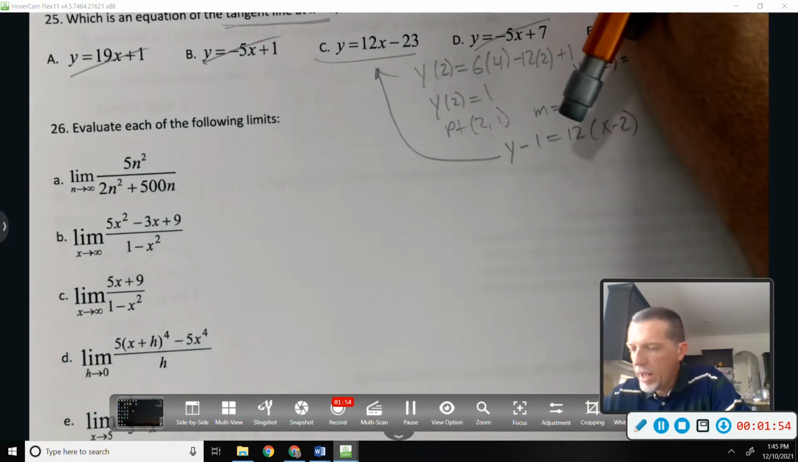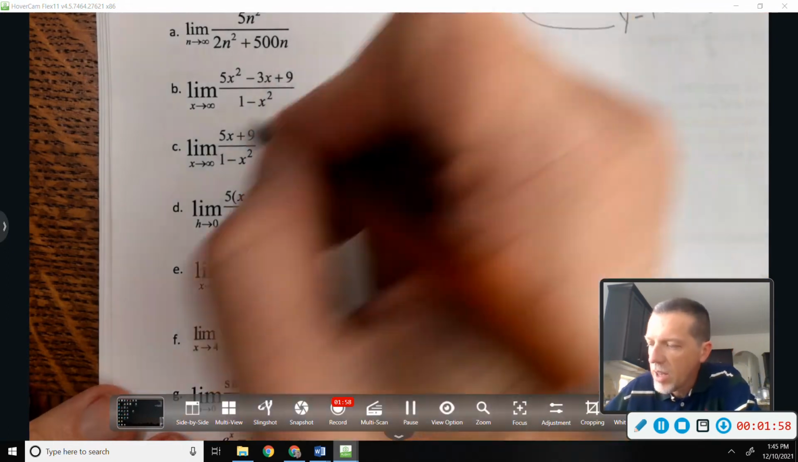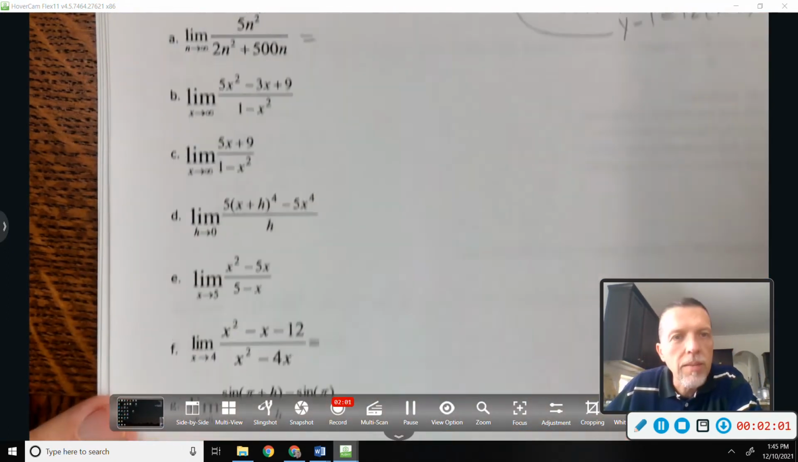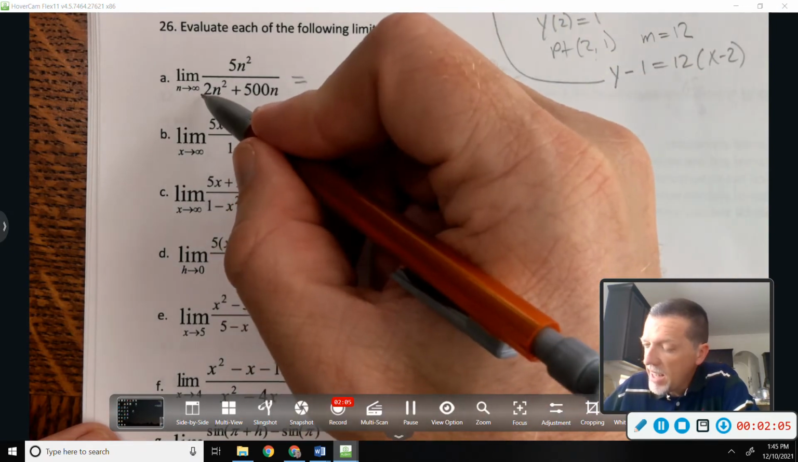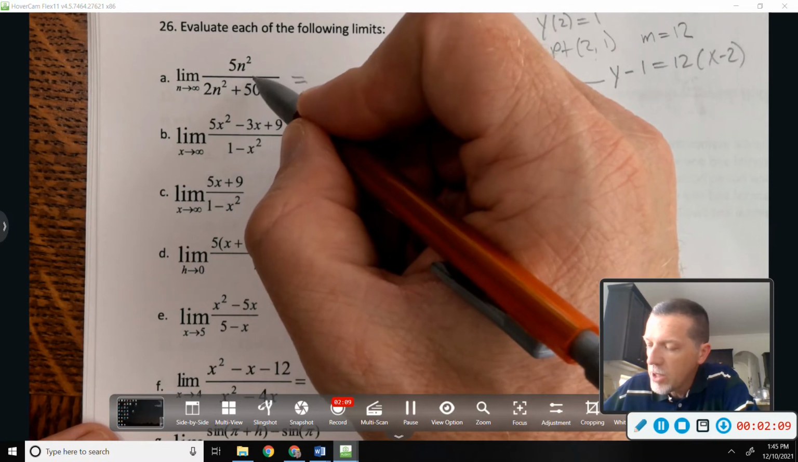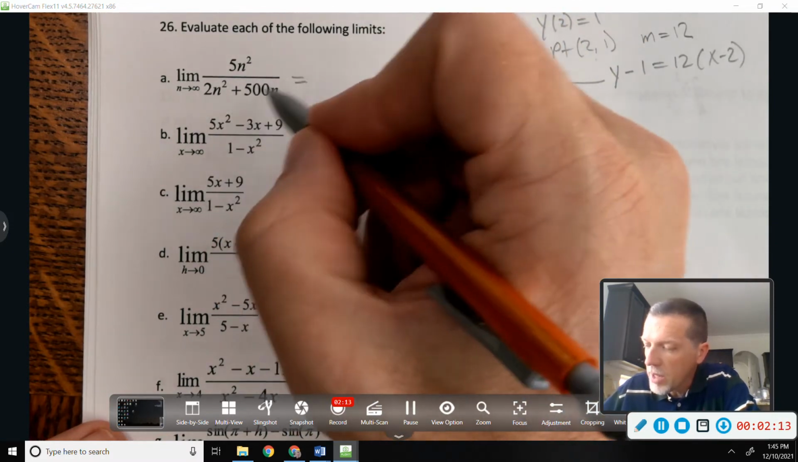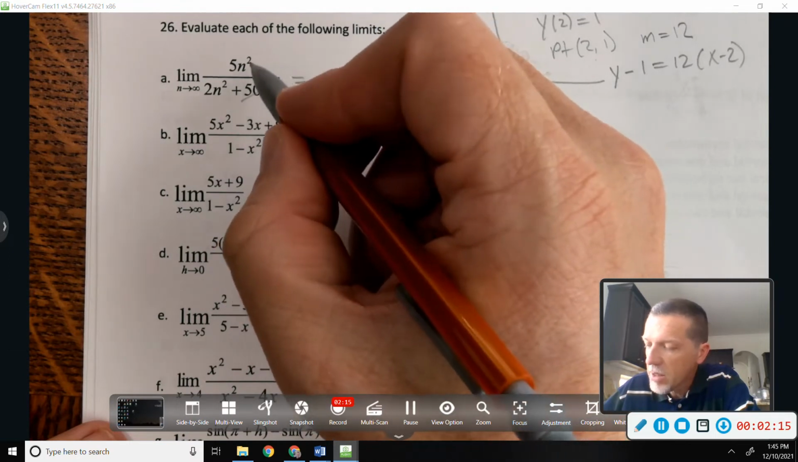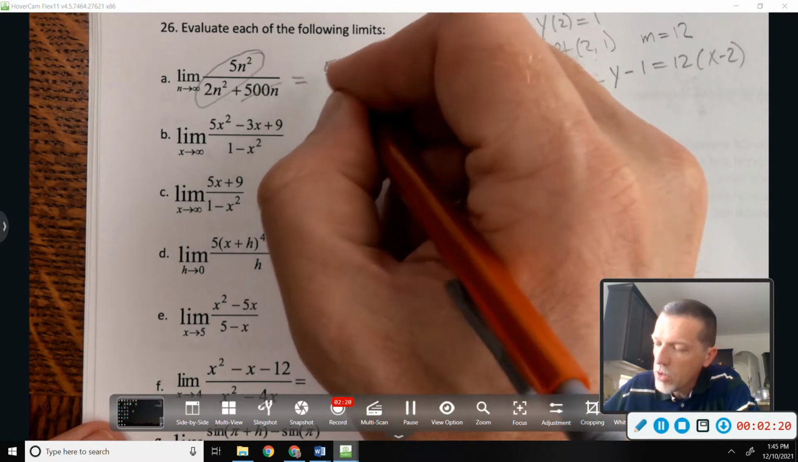All right. I said I was going to do the odds, but the 26 has a bunch, so let's do every other one, keeping in the spirit of the law here. As n goes to infinity, so that's the top no, bottom o equal co thing, or just when things get really, really big, 500n doesn't really matter. The only thing that matters are these two terms, and those would reduce to 5 halves.